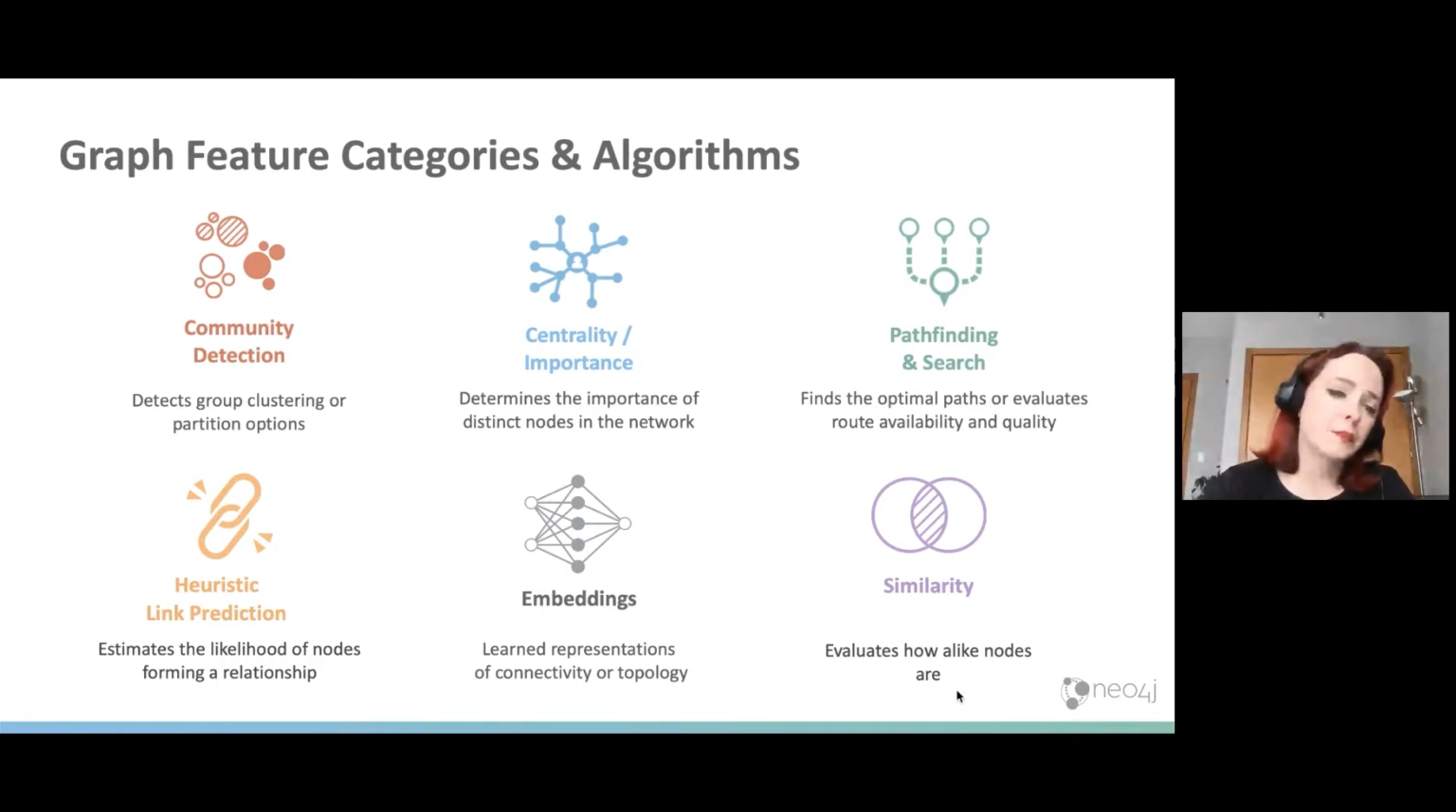You have heuristic link prediction, which is basically I have some rules about whether or not a link should be present, and I want to calculate a probability that 2 unlinked nodes should be linked. And the last category is embeddings, which we'll talk about later.